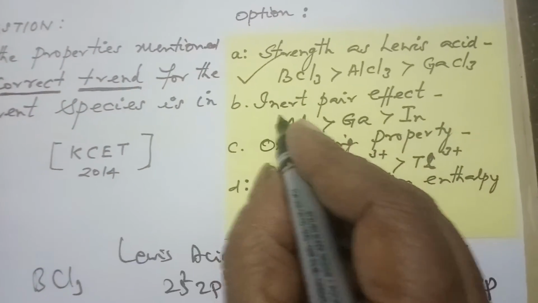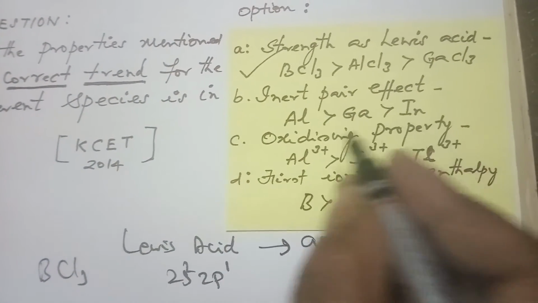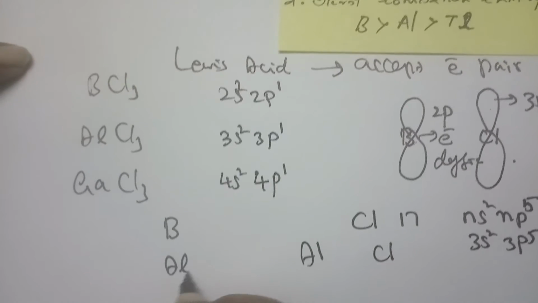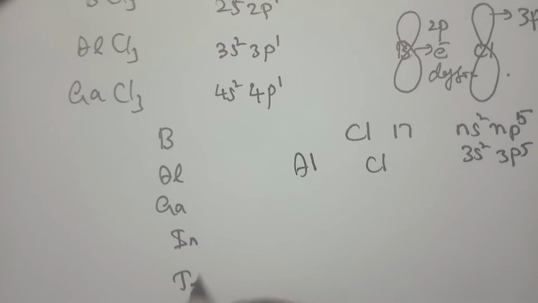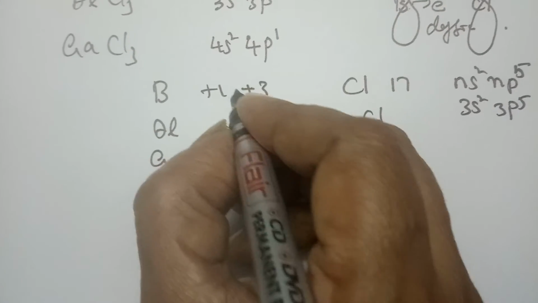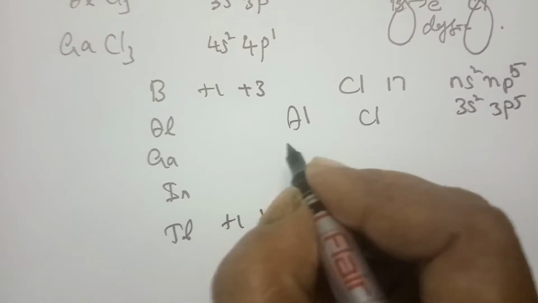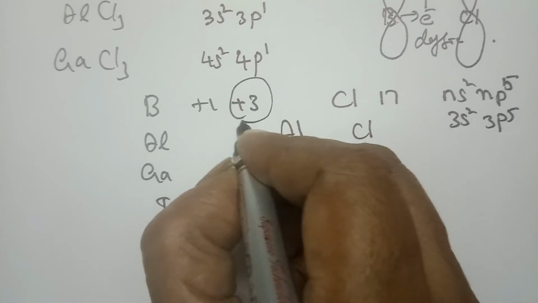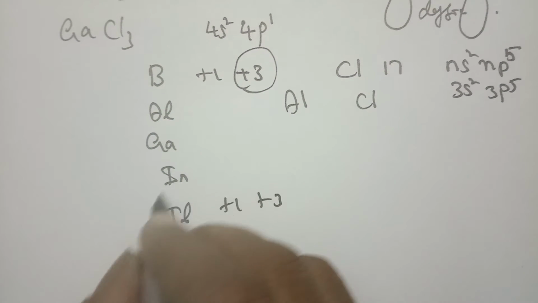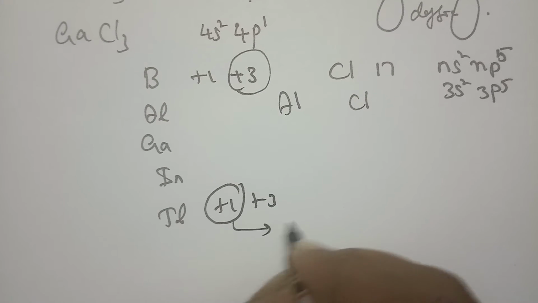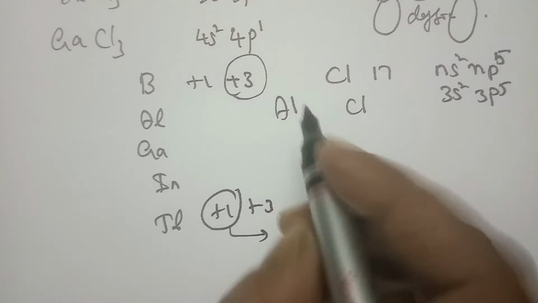Let us go to the next one, the inert pair effect, aluminium, gallium, indium. Before going to this, let me explain the trend in group 13. Group 13 is boron, aluminium, gallium, indium and thallium. Here the oxidation states are +1 and +3. The lower elements show the higher, group oxidation state, whereas in the heavier elements the +1 oxidation state is more stable. This is the condition of oxidation state in group 13.